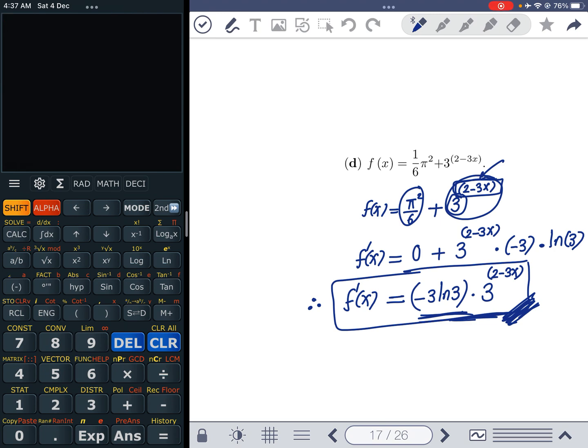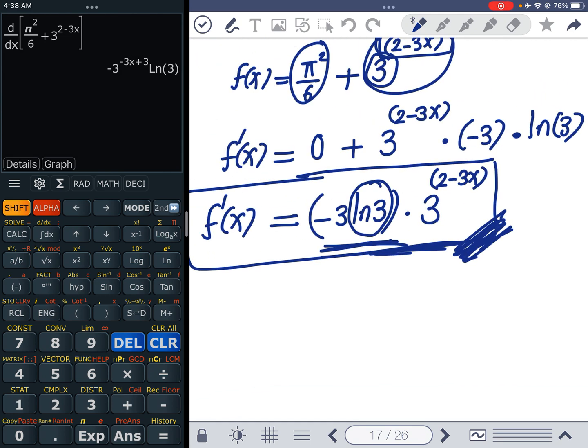So we want to do d by dx of, now pi squared over 6. We don't have to do it, because it's a constant, but I want to put it so you see that you can get pi. So here, shift pi squared over 6, and then we put plus 3 to the power, and the power is 2 minus 3x. So it is this one, yeah. Derivative equals ln 3, I have it, and then times minus 3.